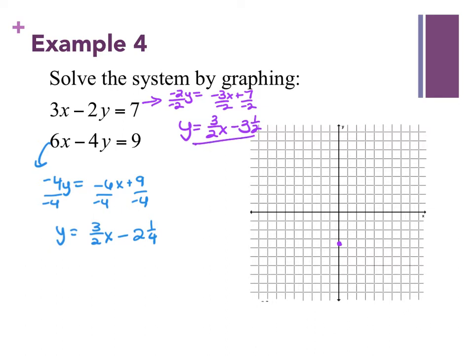I'm graphing this one first. And then I go up 1, 2, 3, and to the right 2. I could do it again. 1, 2, 3, and to the right 2. Or I could have gone down 1, 2, 3, and left 2. Whichever works on your graph. So if you have more room to do one the other way, then feel free to do that.